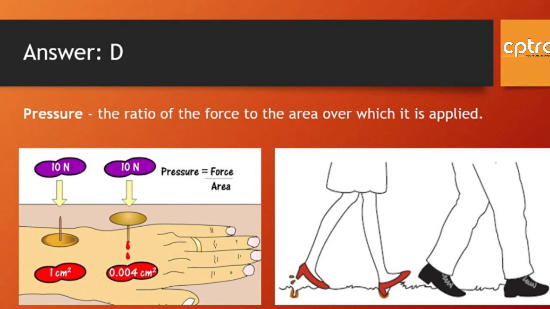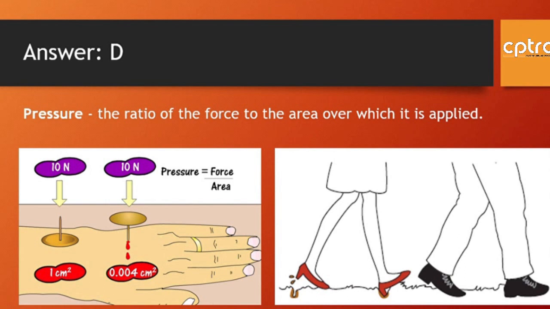When you say pressure, it is the ratio of the force to the area over which it is applied. In mathematical expression, pressure is equal to force divided by area. So based on that formula, you can say that pressure and force are directly proportional, while pressure and area are inversely proportional, meaning the greater the force, the greater the pressure. The wider the area, the less the pressure.